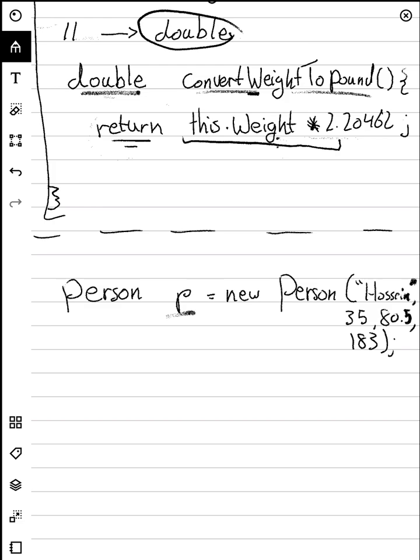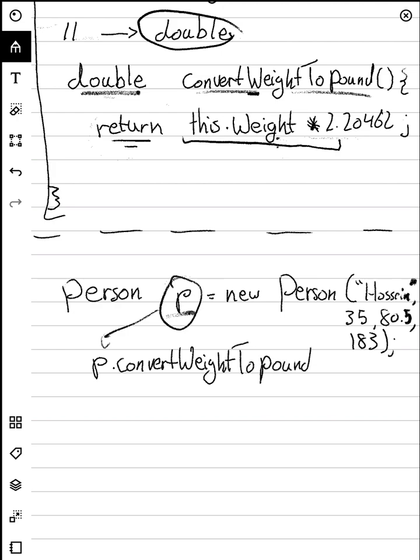Yes, exactly. So the way I would do this, I would say p dot, that's the equivalent of like the person, this person's dot, and then I can have access to its methods. So convert weight to pound. And it's not expecting any input, so I just pass it an empty parentheses. Does that make sense? Totally makes sense.